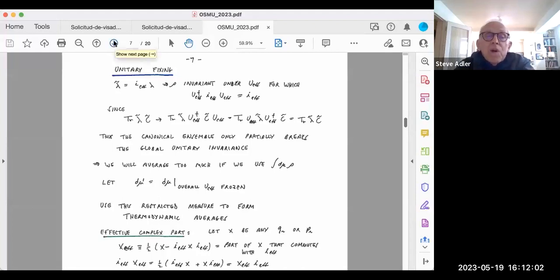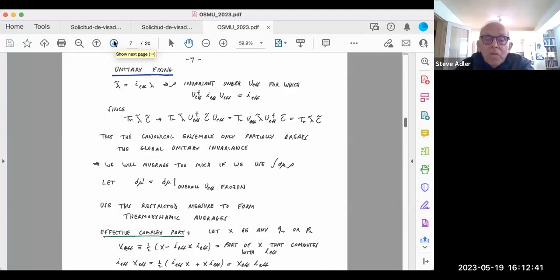And that's true because trace lambda tilde C tilde is trace lambda tilde U effective dagger C tilde U effective. Now you use the cyclic invariance again, and you use the fact that U effective commutes with lambda tilde to get the same quantity back. So that means that the canonical ensemble only partially breaks the global unitary invariance. So we will average too much if we use the integral over the full phase space of the partition function.